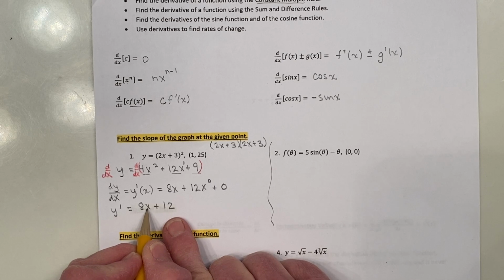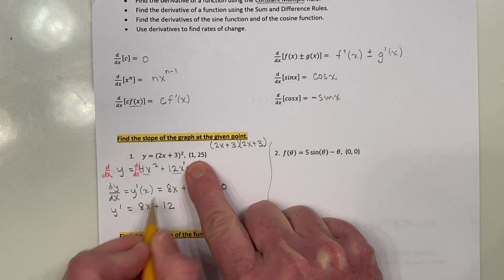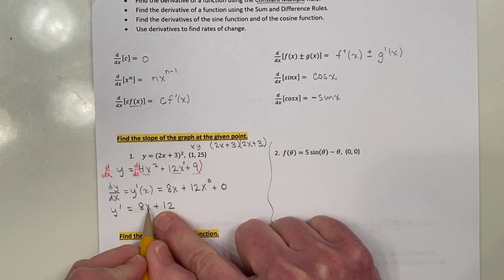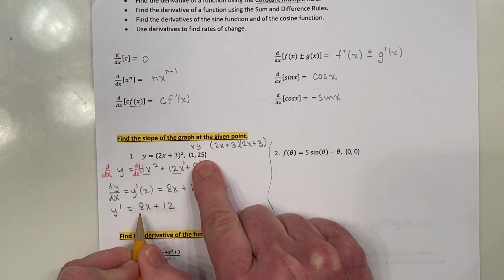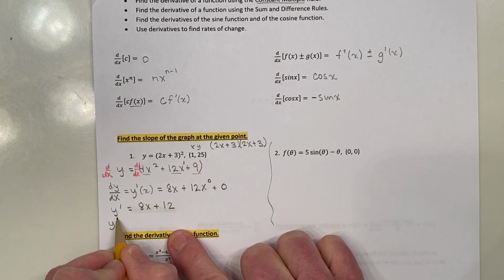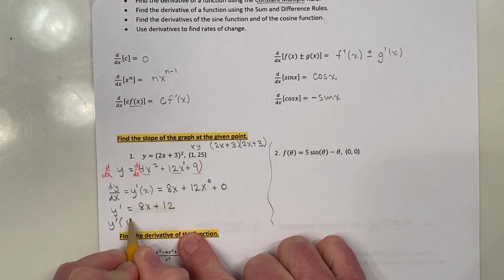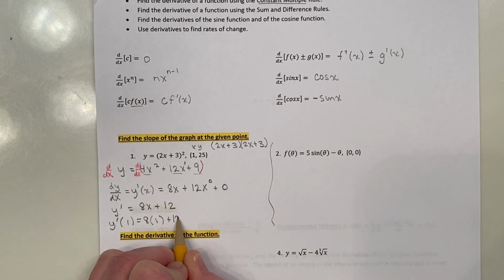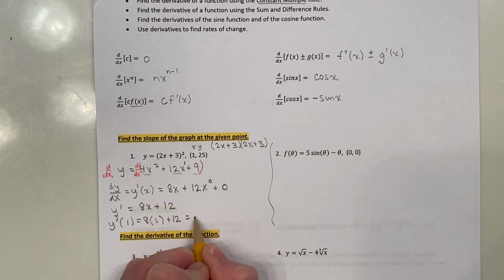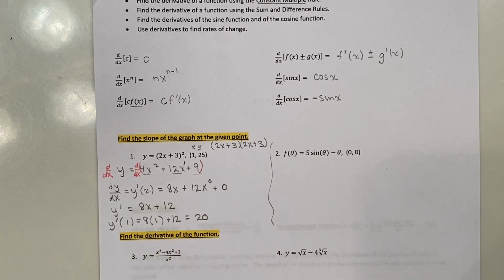So now we're going to go ahead and plug in x equals 1. This is x, this is y. Let's plug in 1 since our derivative equation has only x's in it. We don't need the 25. So what's y prime, the slope of y at 1? Plug in 1, 8 times 1, plus 12. So our slope is 20. y prime of 1 is 20.